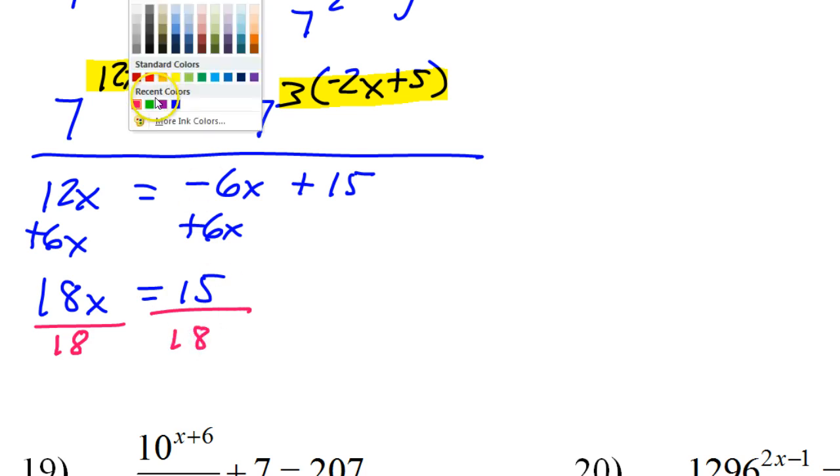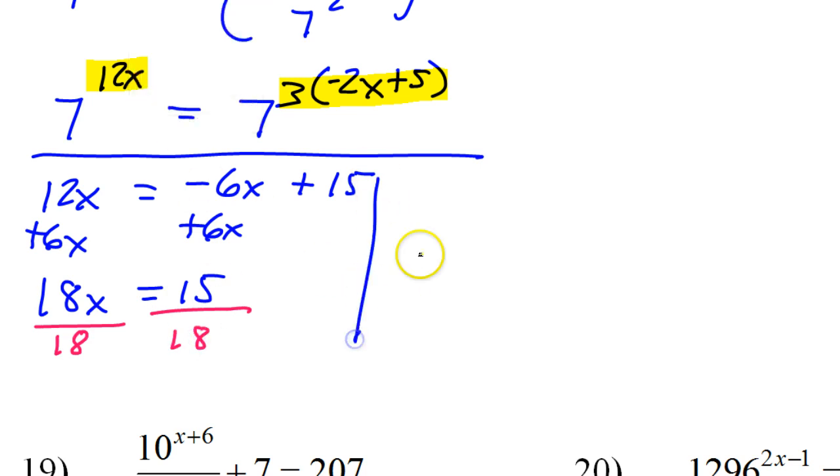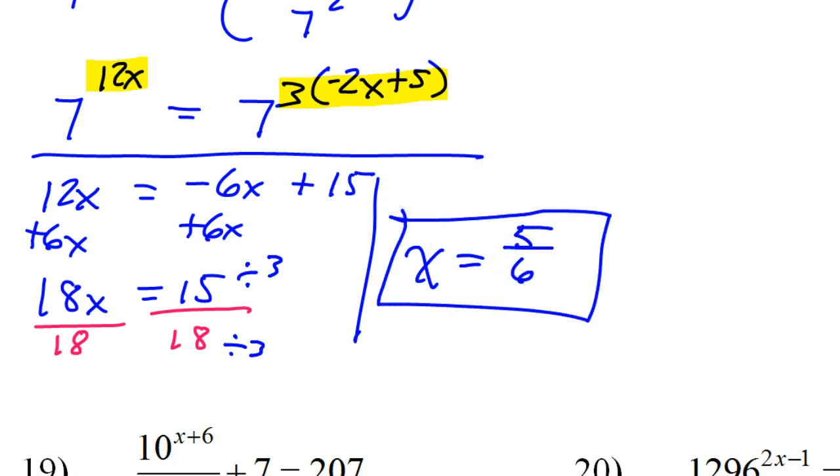Make sure that you reduce. Both of these are divisible by 3. No, the 7s do not cancel out. We just use logic. They didn't go anywhere. X equals 5/6.